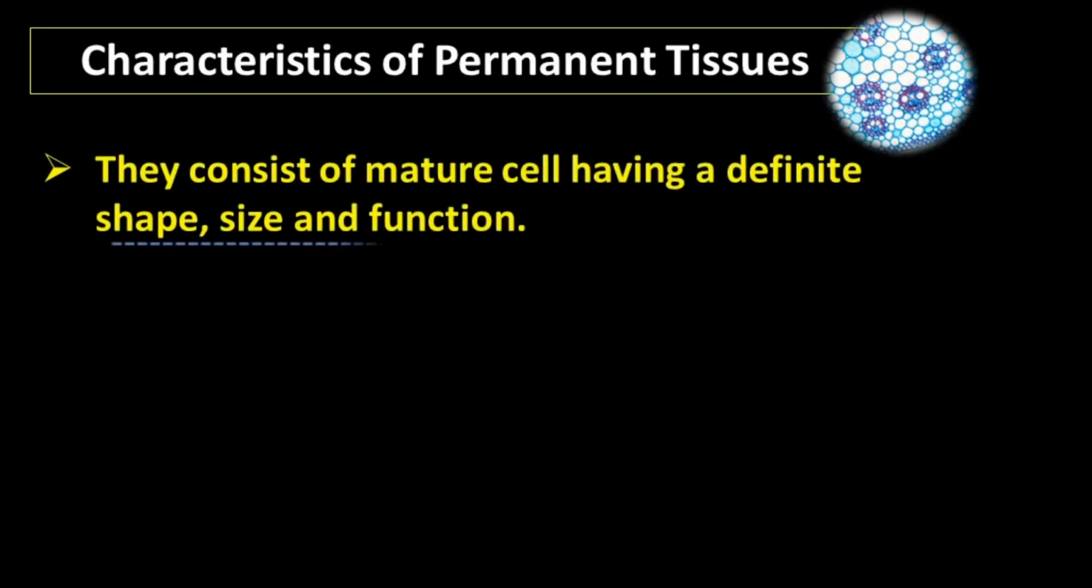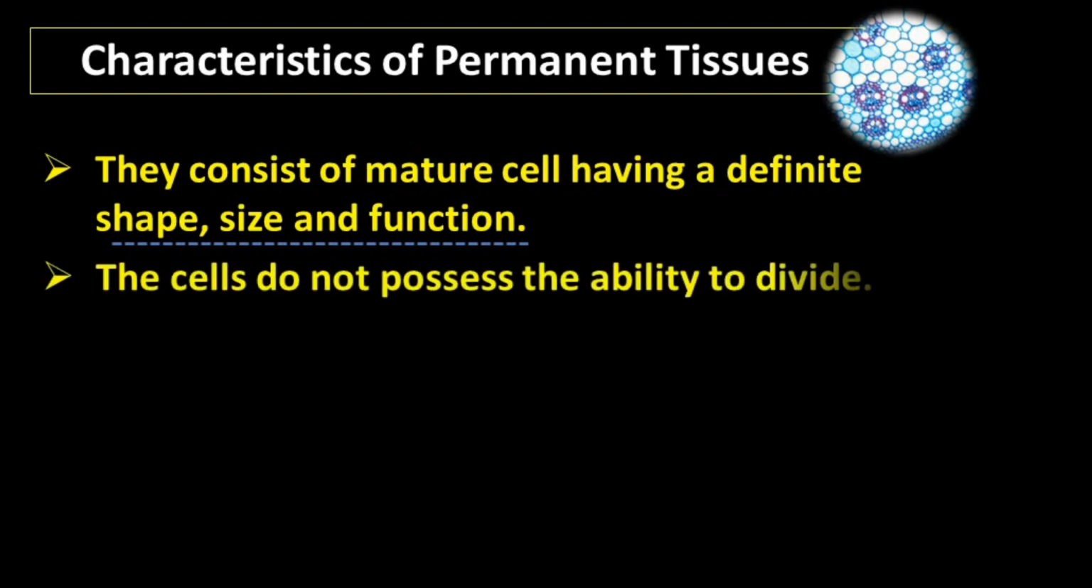They consist of mature cells having a definite shape, size and function. So these permanent tissues have definite shape, size and function. The cells do not possess the ability to divide. इनके अंदर cell division ability नहीं होती है. They do not divide and form new cells.